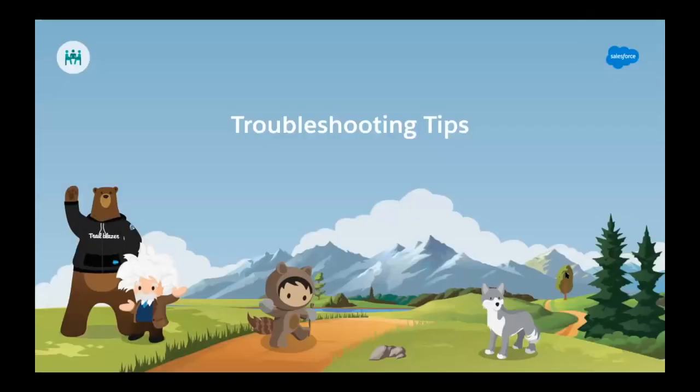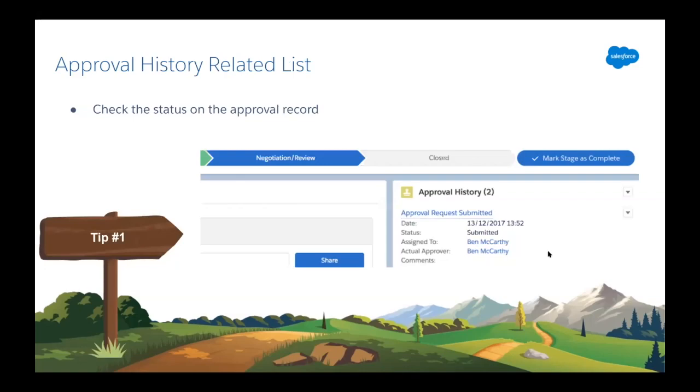So next we're gonna go into some troubleshooting tips. So first, the approval history related list. This checks the status on the approval record. For this tip, I believe the use case is maybe we have an inpatient sales rep or inpatient submitter, and they really want to know where their record is in the approval status, in the approval process.